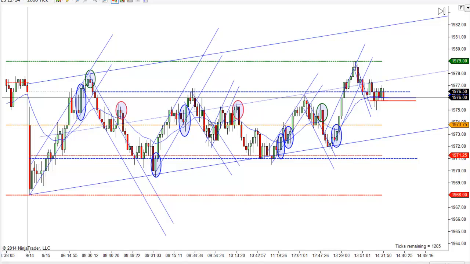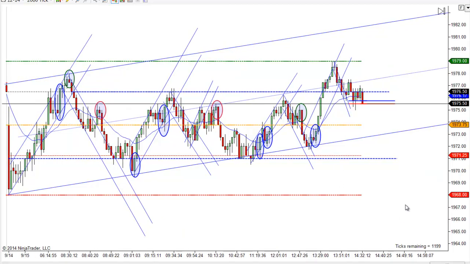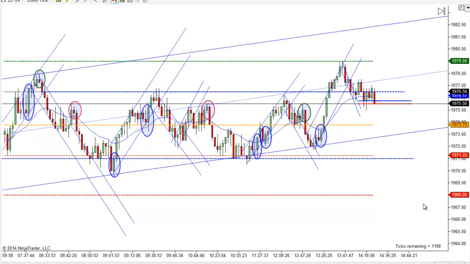And notice how we've been swinging back and forth on both sides, just no direction to this thing at all until we got a little bounce here. But I believe that's because we do have a slightly upward bias to this thing. So anyway, that's what I saw today. Let's talk about the trades.